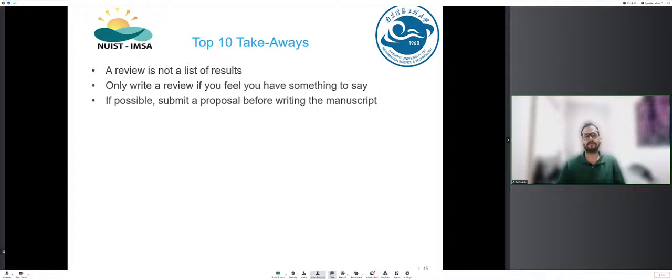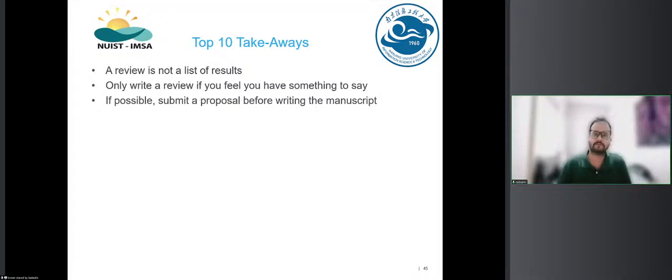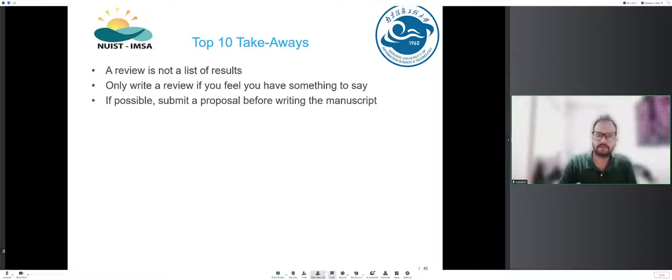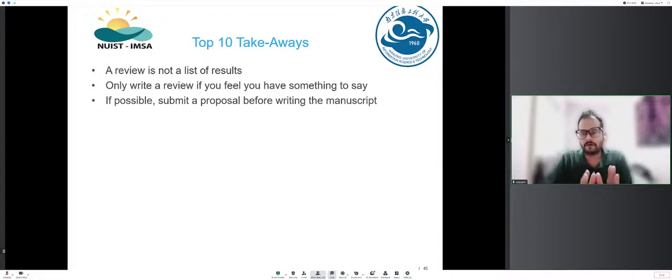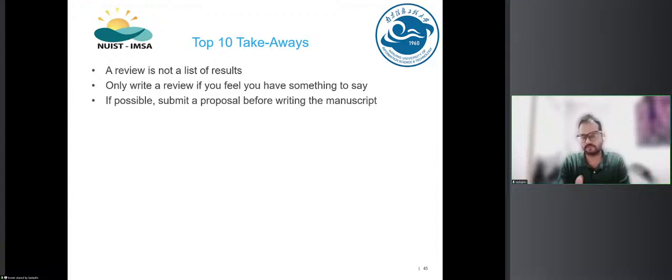If possible, submit the proposal before writing the manuscript. To save your time, your energy, the editor's time, the editor's energy, you should write the proposal first. Or you can find the special issue first. You write the proposal to the editor, subject editor, advisory editor. You get a yes, then you write the manuscript and you submit it. If you get no, don't write.